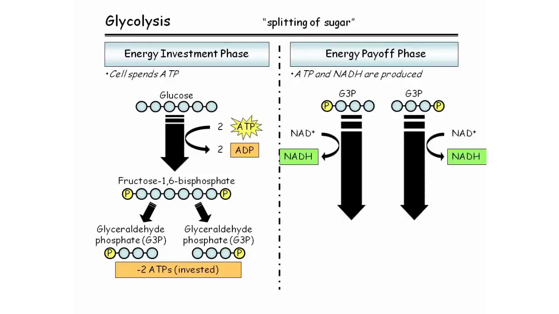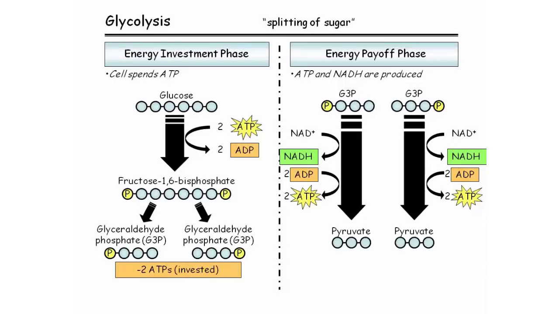In the energy payoff phase, we will have some redox reactions that take place where the glyceraldehyde 3-phosphate will be oxidized a little bit, meaning we will make some NADH. We will also have a few substrate level phosphorylations take place where we will have kinase enzymes involved, so we will be making some ATP. And our end products of glycolysis are going to be 2 molecules of pyruvate.